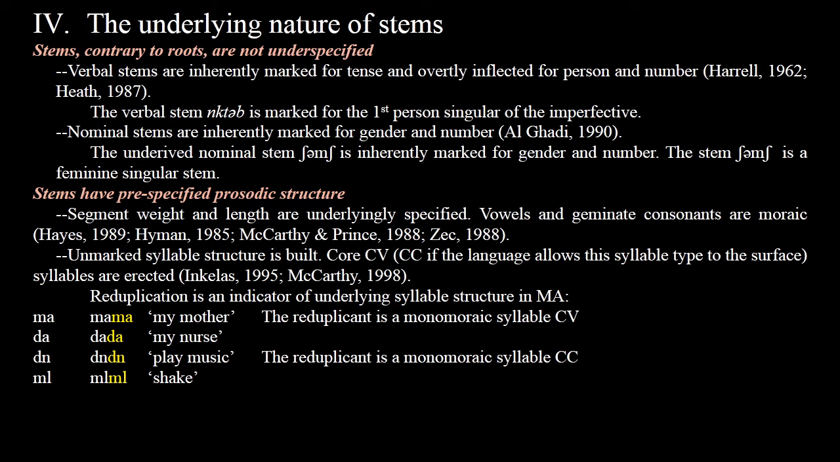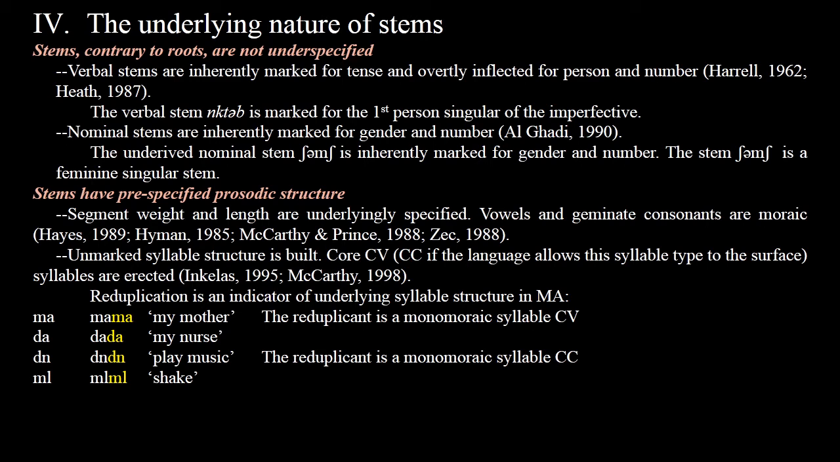The underlying nature of stems. Stems, contrary to roots, are not underspecified. So, verbal stems are inherently marked for tense and overtly inflected for person and number. Nominal stems are inherently marked for gender and number.